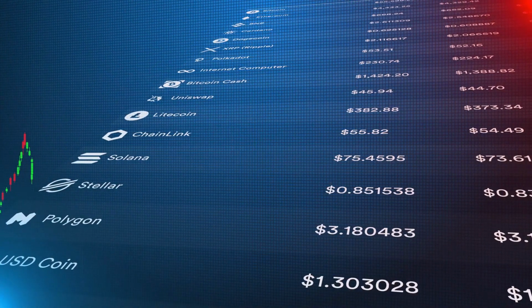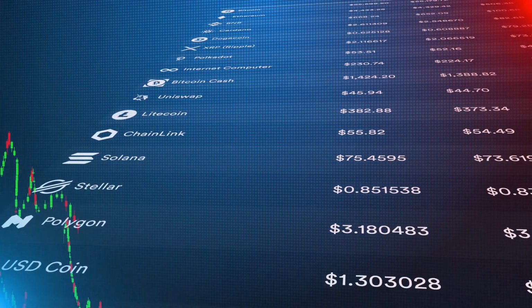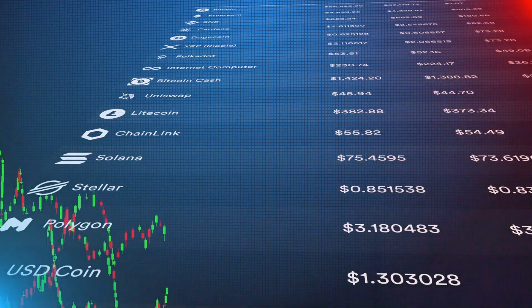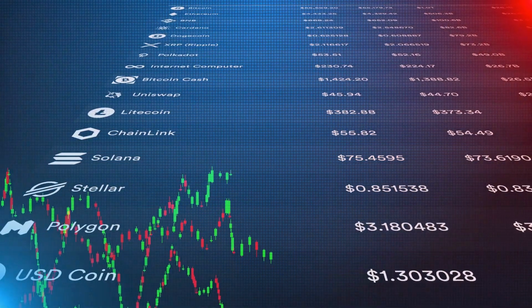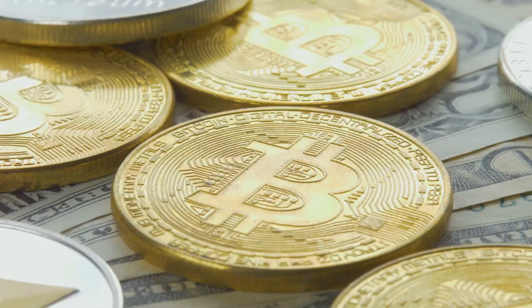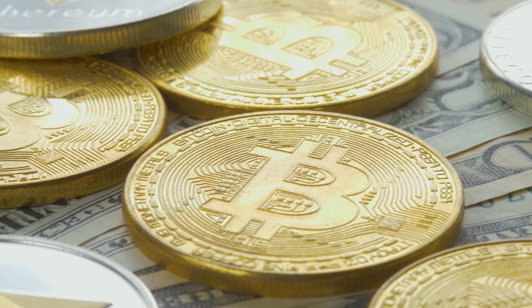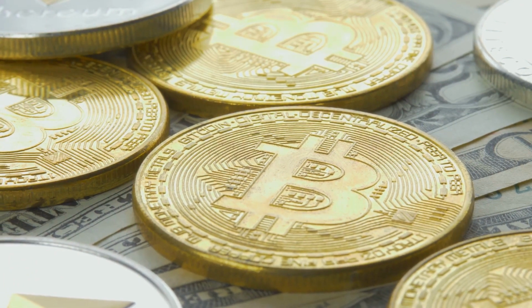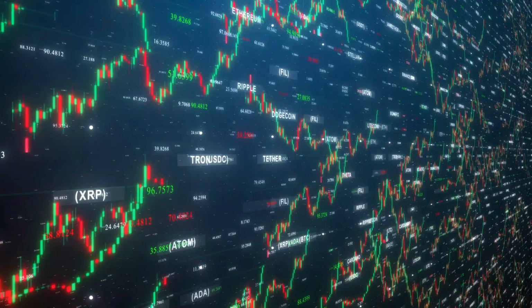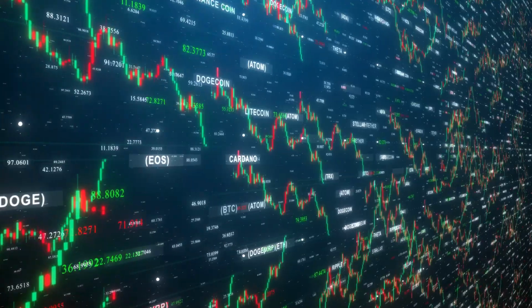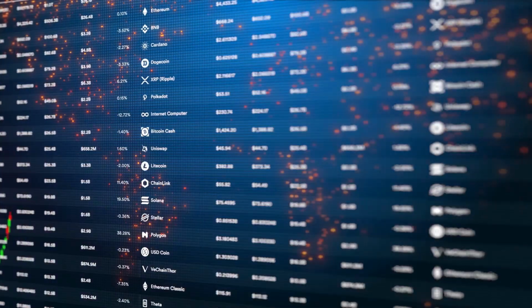An exchange in the world of cryptocurrency is similar to a traditional stock exchange. It's a platform where users can buy, sell, and trade different types of cryptocurrencies. Whether you're looking to swap your Bitcoin for Ethereum or just purchase your very first digital coin, these exchanges are the go-to places. Some popular examples of exchanges include Coinbase, Binance, and Kraken.